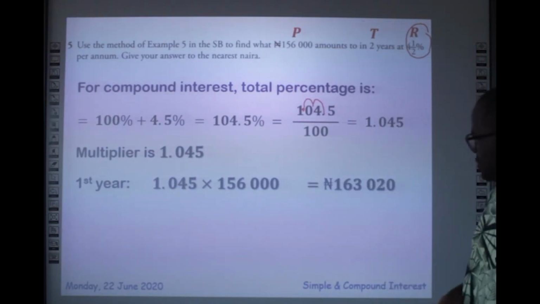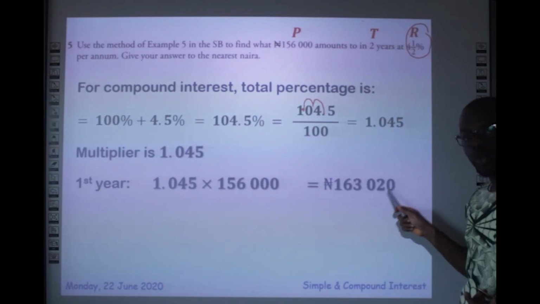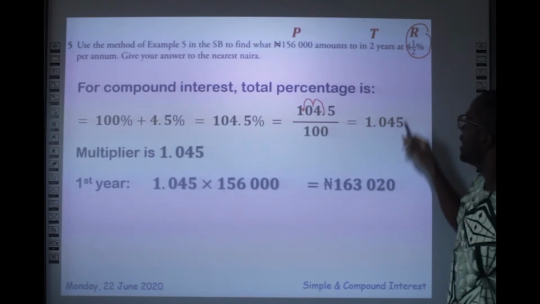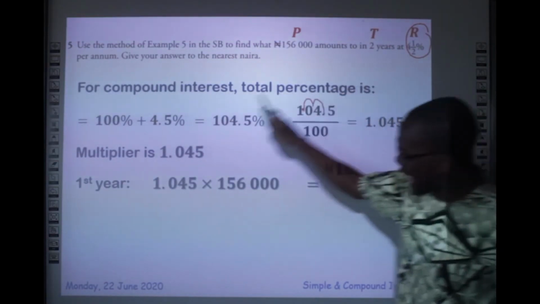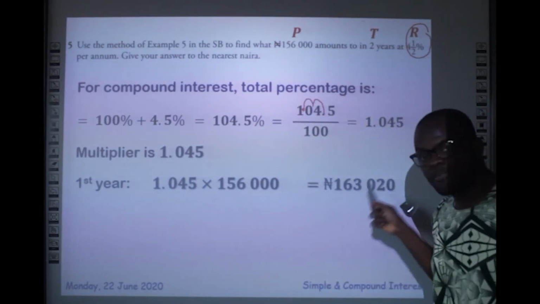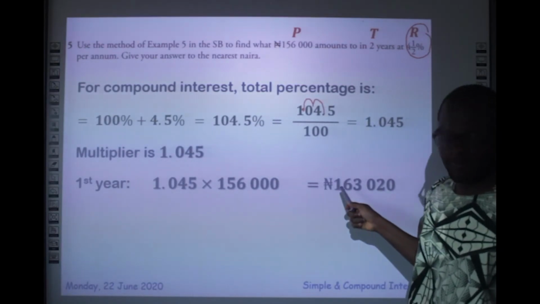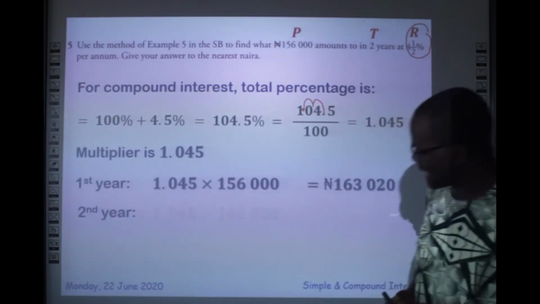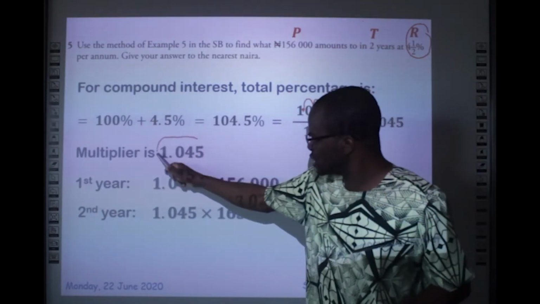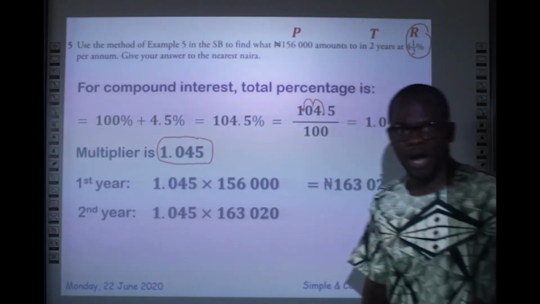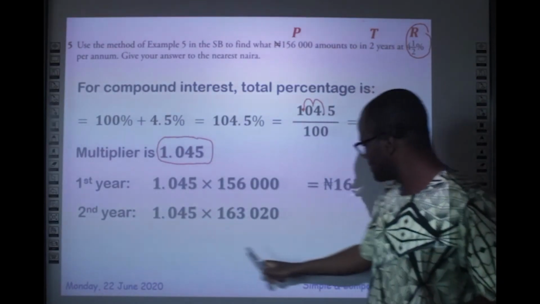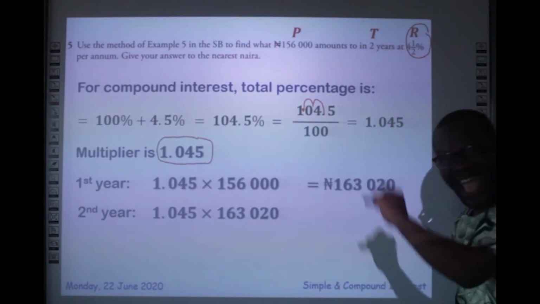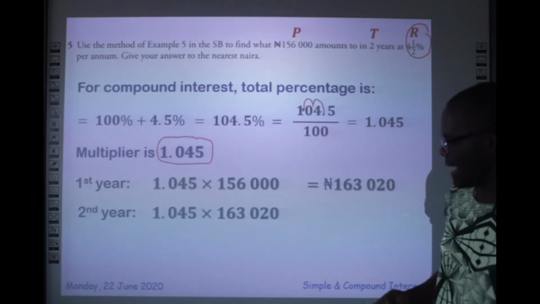When you multiply that, you get 163,020 naira at the end of the first year. But you don't stop there. You move on to the second year. So at the beginning of the second year, this will be your principal. Again, you multiply that by the multiplier, which is 1.045. So 1.045 times 163,020 naira.